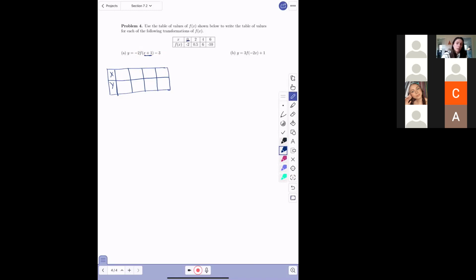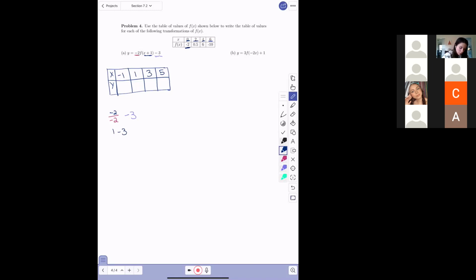So the input 0 shifted to the left 1 unit is negative 1. 2 shifted to the left 1 unit is 1. 4 shifted to the left 1 unit is 3. 6 shifted to the left 1 unit is 5. Now for our output, we have f of x is negative 2. So that negative 2 is now going to be, if we have negative 2, we're going to divide it by negative 2 first, then subtract 3.